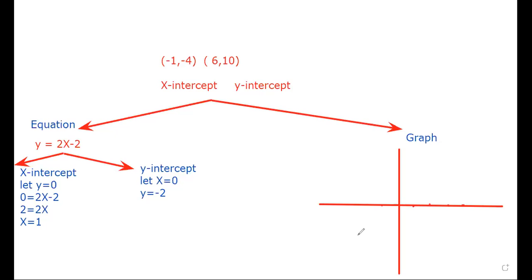Or you can plot the 2 points which he gave us directly: (-1, -4) and (6, 10). If you connect them, you will find that the line passes through -2, and the x-intercept will be 1. Then you will try to draw it, and you will find that the line passes through the x-intercept and the y-intercept.